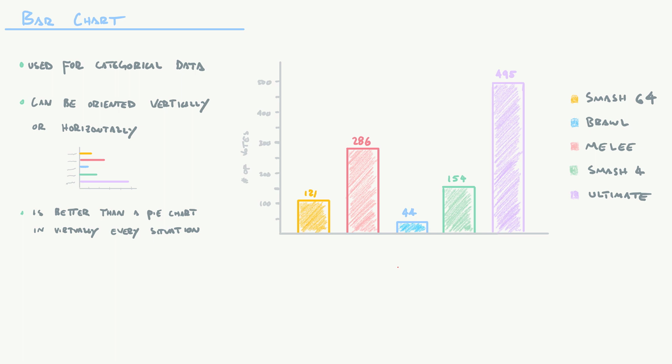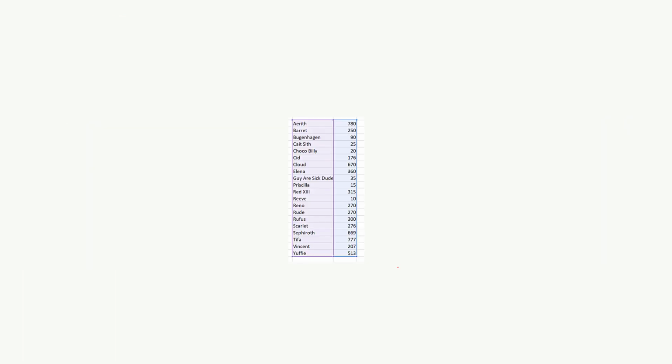And to illustrate that, let's consider this data. All right, this is a list of Final Fantasy VII characters, which is the best game ever created. And let's say that some amount of people were asked who their favorite character was. It's a popularity poll for Final Fantasy VII characters.